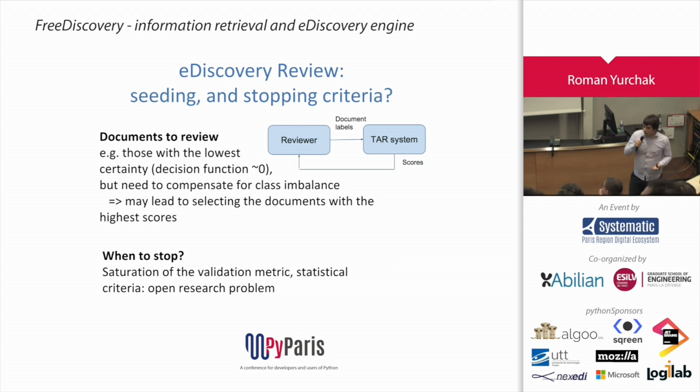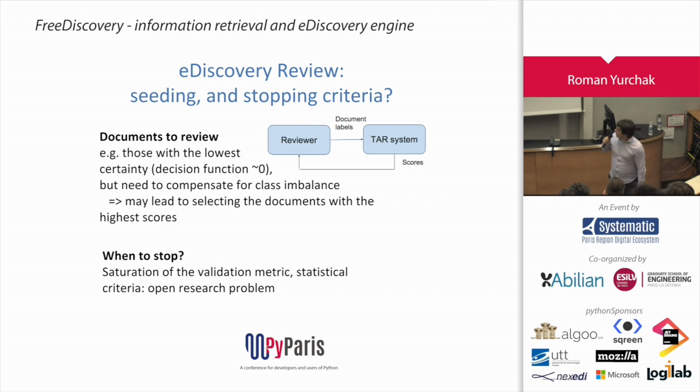However, if we have a data set which is highly biased, so for instance, in the experiments we did, we had 1,000 relevant documents and almost 1 million non-relevant, we cannot do that, because otherwise we'll just end up with a training set which contains documents from one class. So we have to compensate for class imbalance, and often it leads us to select just the documents with the highest scores.